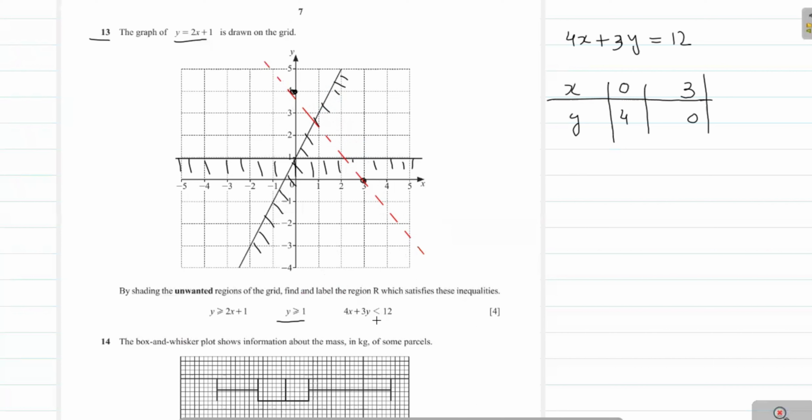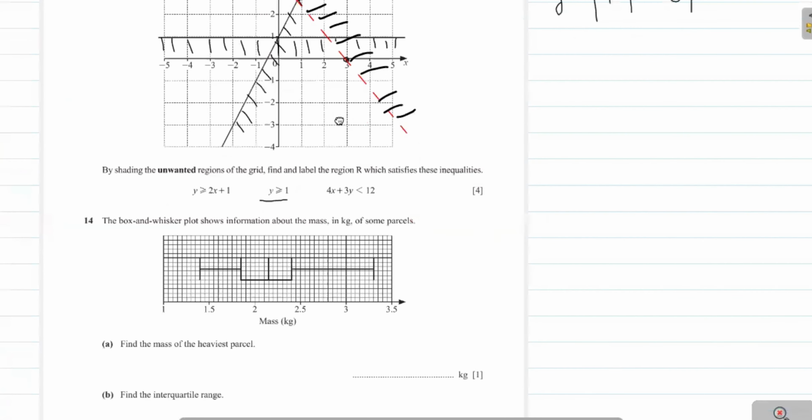But we have to mark the unwanted region. Therefore, this will be the unwanted region. We will mark it here. This is the unwanted region, the upward region. And you see here the wanted region. This is the wanted region on the left side of the graph. This is the solution of question number 13.